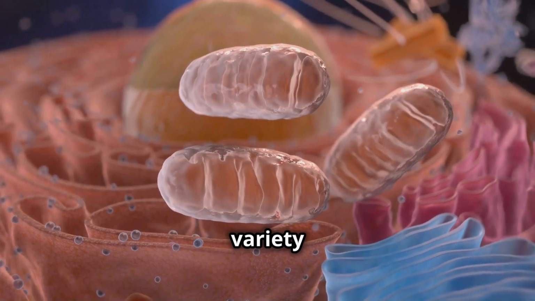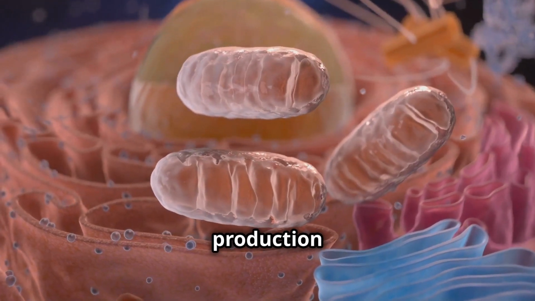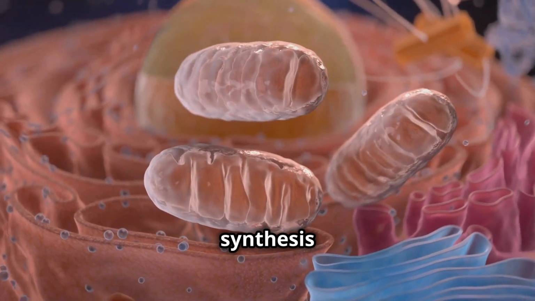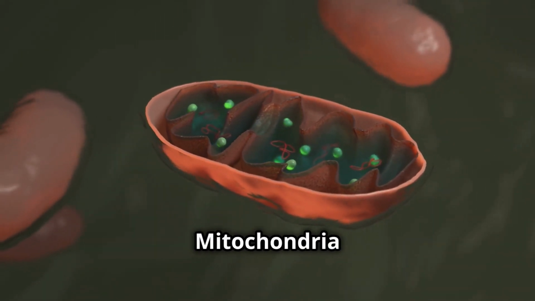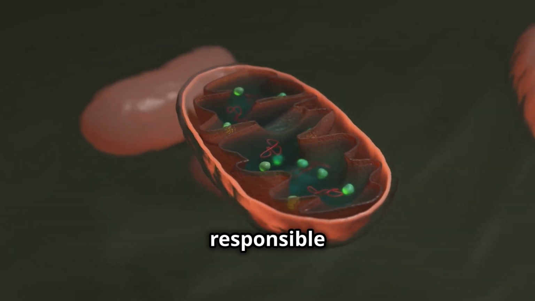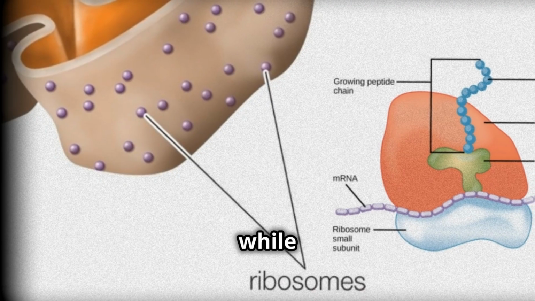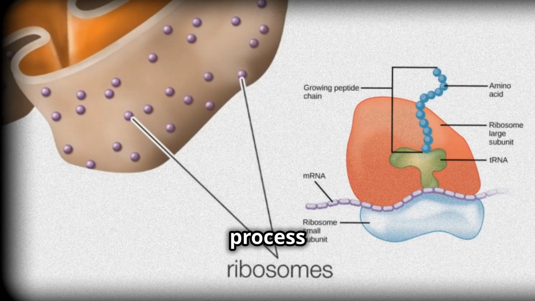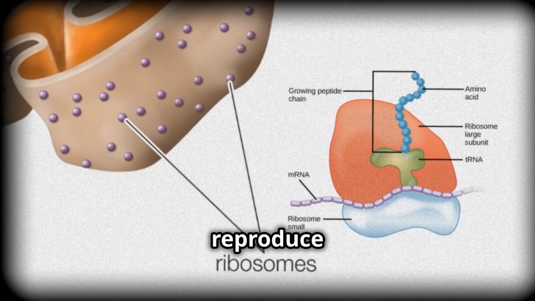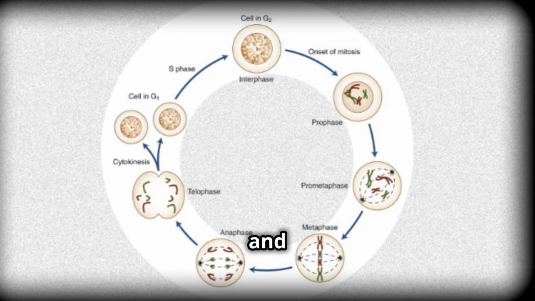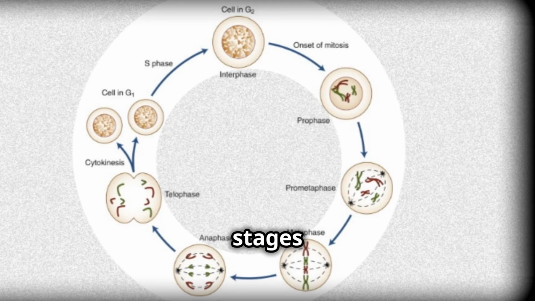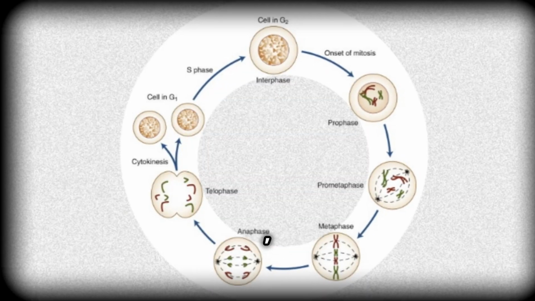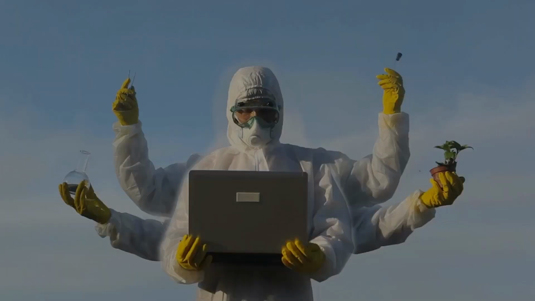Cells carry out a variety of functions, including energy production, protein synthesis, and cell division. Mitochondria are organelles responsible for energy production, while ribosomes are responsible for protein synthesis. The process of cell division allows cells to reproduce and grow, and it involves several stages, including interphase, mitosis, and cytokinesis.